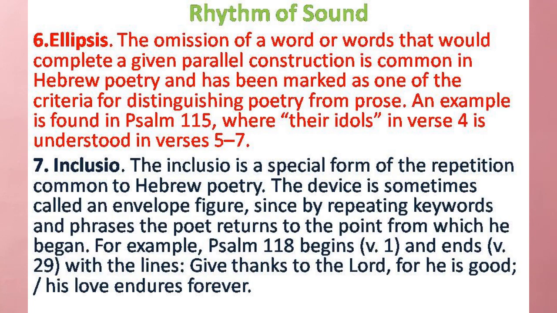So, what is in between the inclusio is very important. Psalm 118 begins in verse 1 and ends in verse 29 with the same phrase, which the poet uses in verse 1: "Give thanks to the Lord, for he is good; his love endures forever." The same verse is repeated in verse 29 also. So what is in between verses 1 and 29 is very important in order to understand the meaning of the entire section. That is the figure of speech called inclusio.